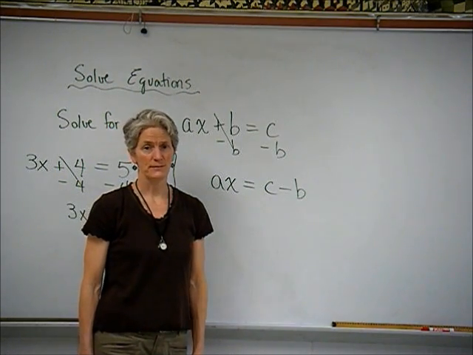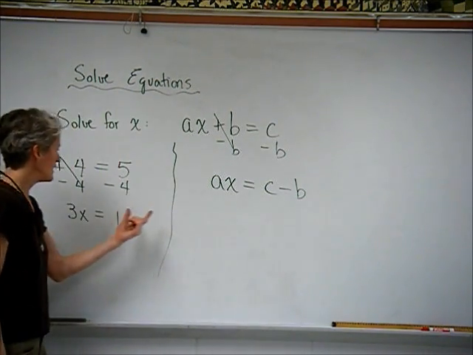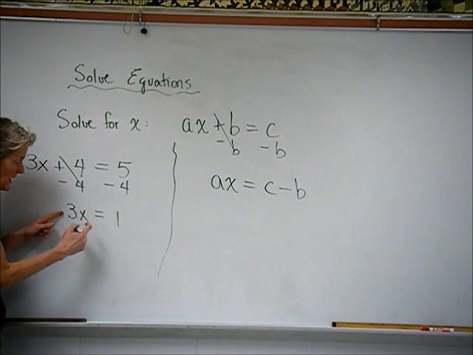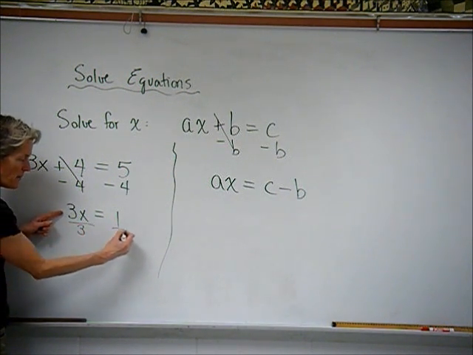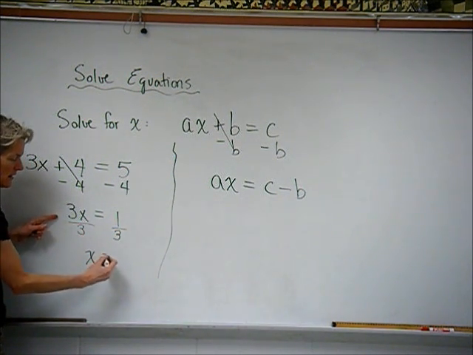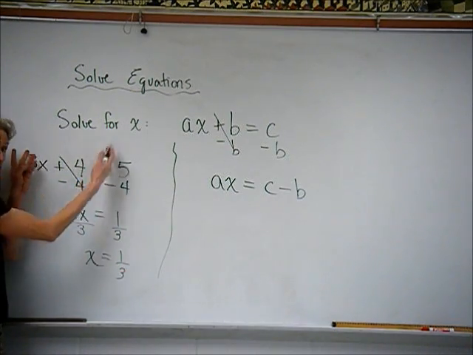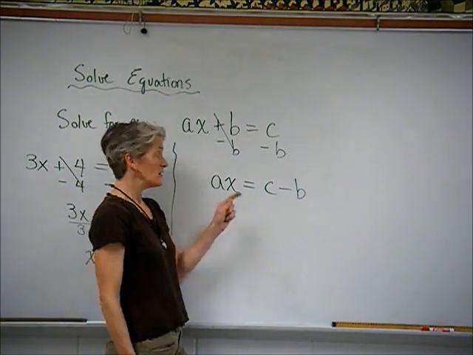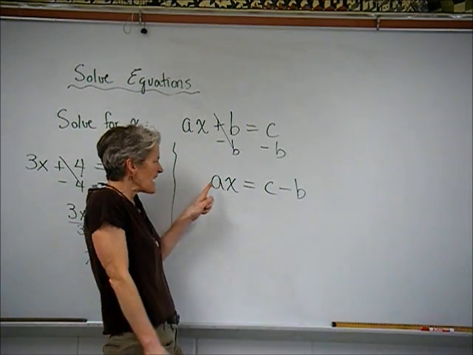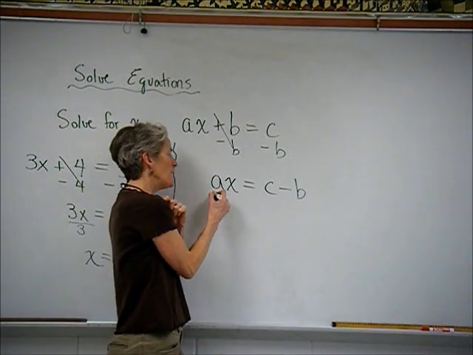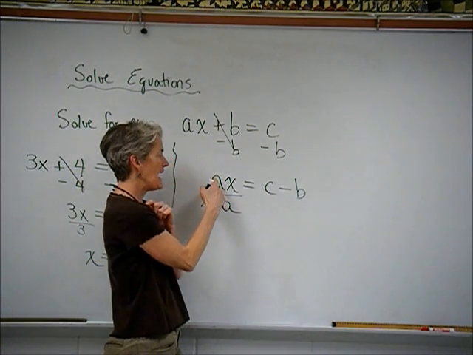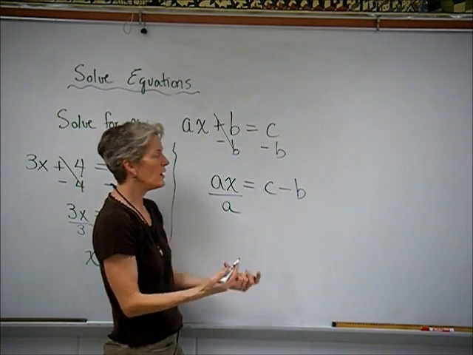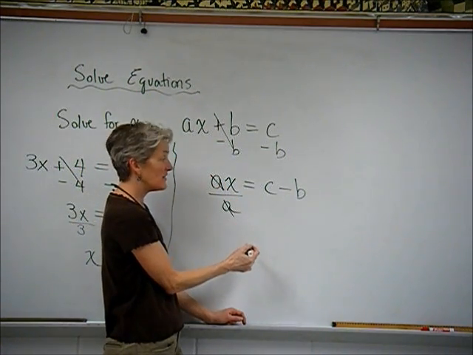So far, so good? Let's go back to our little trial thing. To get x by itself, you would divide by 3. X equals 1/3 in this made-up problem. Well, let's do the same thing here. How am I going to get x by itself? Let's get rid of that a. We can divide by a. A divided by a is 1, so that gets rid of the a there.